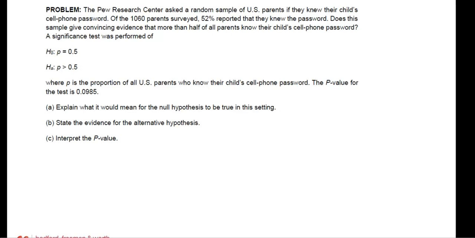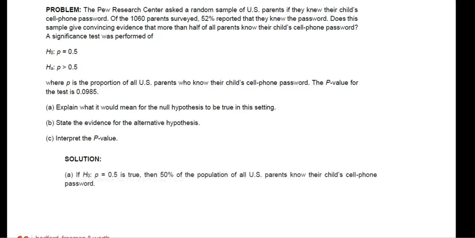Interpret the p-value. Because the p-value of 9.85% is greater than the alpha level of 5%, we fail to reject the null. We don't have enough evidence to conclude that more than 50% of parents know their child's cell phone passwords. Again, we're not saying the null is true. We're just saying we don't have enough evidence to prove that it's not true.